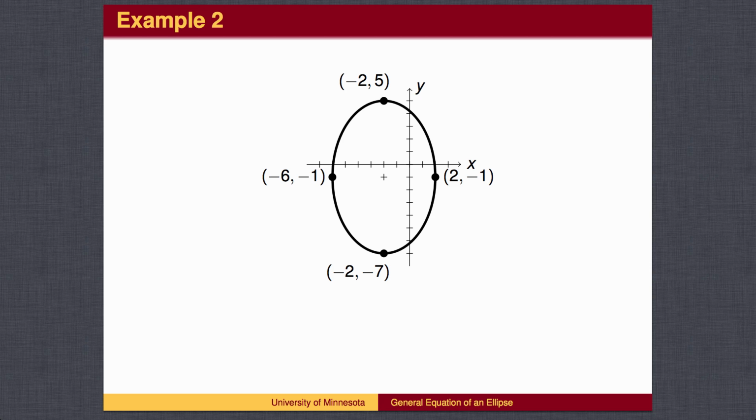Let's find the equation for this ellipse. The center is at (-2, -1), so the numerators will be (x plus 2) squared and (y plus 1) squared respectively. From the center, we move left and right 4, so a squared equals 4 squared, which is 16. From the center, we move up and down 6, so b squared is 6 squared, which is 36. This is the standard equation of the ellipse.